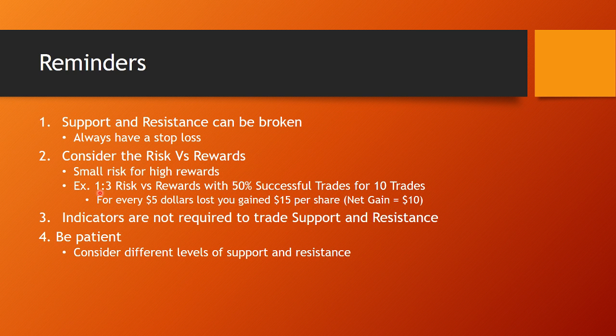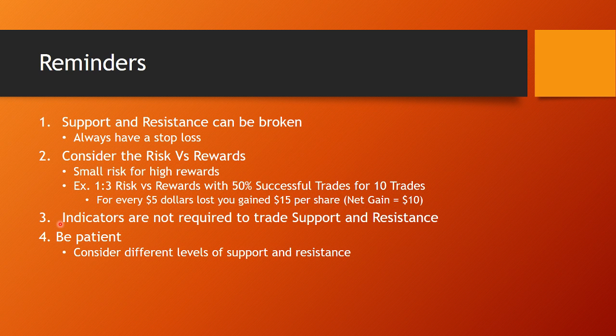So for example, if you're trading at the support level and you enter in, then you might want to consider something like a 1 to 3 risk versus reward. And like I said earlier, not all your trades will go perfectly, and even if you win only half the trades, you will always have some sort of net gain because you're risking small for high reward. For example, if you're risking $5 to make $15, that results in a net gain of $10.